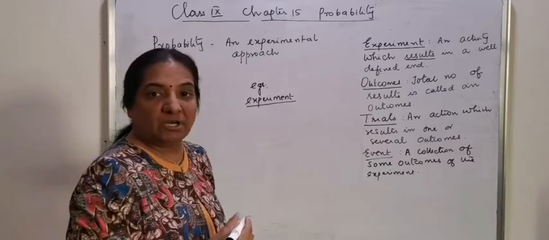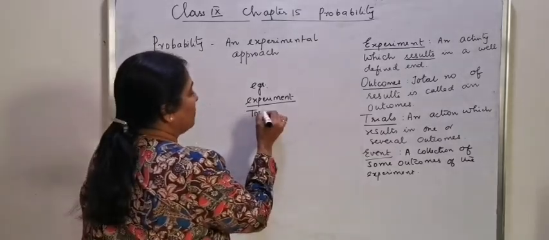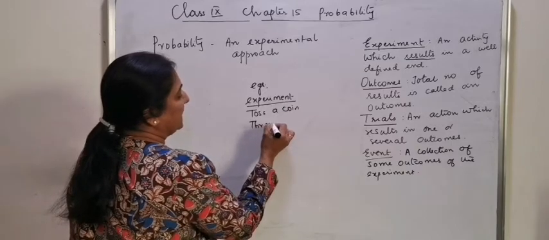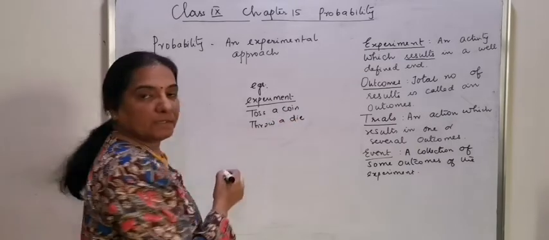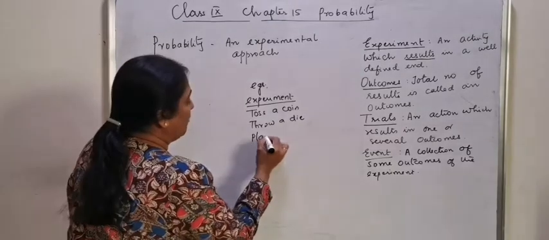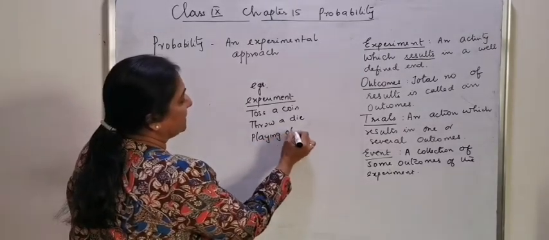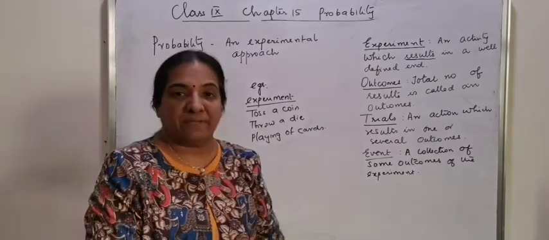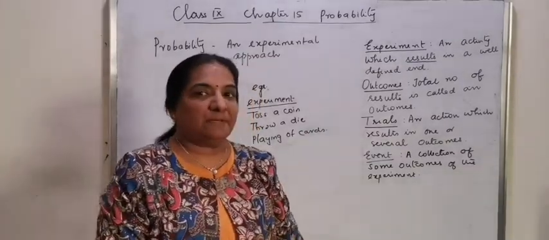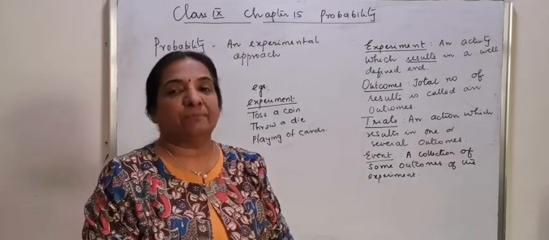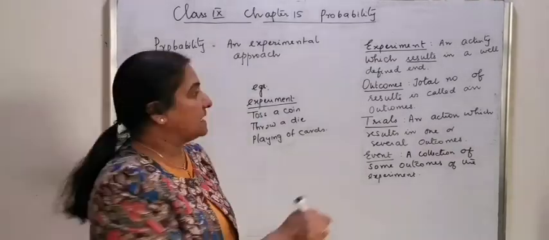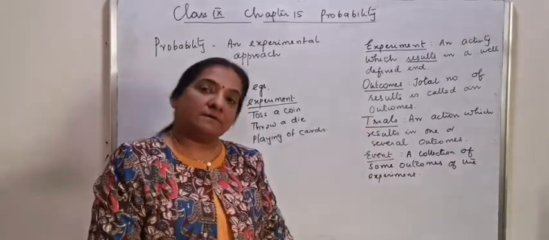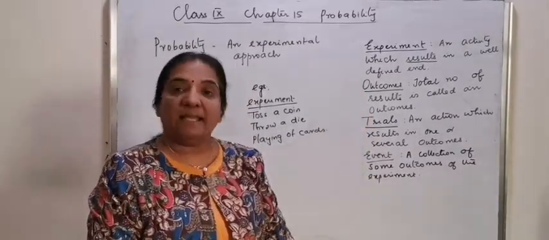under consideration are toss a coin or throw a die or playing of cards. These are all examples you can take for an experiment. When you perform an experiment, definitely there will be some results. Those results we call outcomes, and there are many results in a certain experiment.